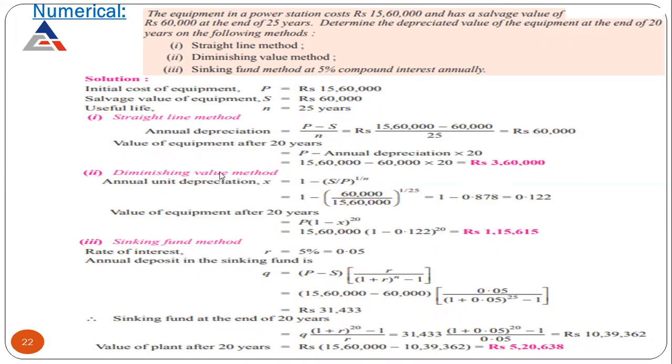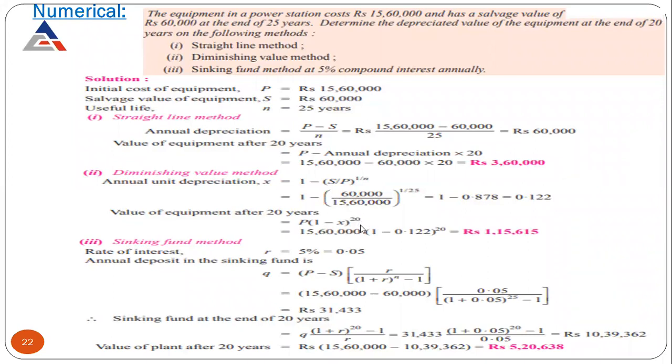Then in the diminishing value method, annual unit depreciation. Now in this, first, X is not given. Okay, so calculate the value of X first. That is 1 minus (S by P) raised to power 1 by N. S is given, P is given, N is given, and just solve it on the calculator and you get this result. Okay, now the value of the equipment after 20 years. Okay, so after 20 years, that means at the end of 20 years, it comes out to be P into (1 minus X) raised to power 20.